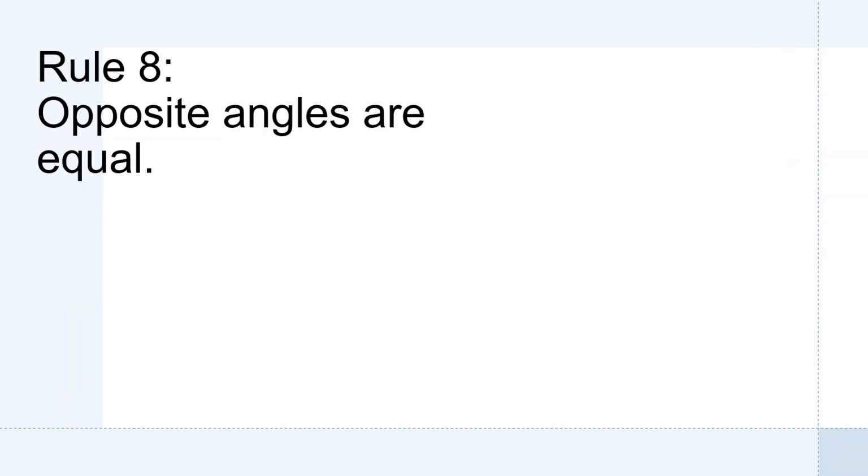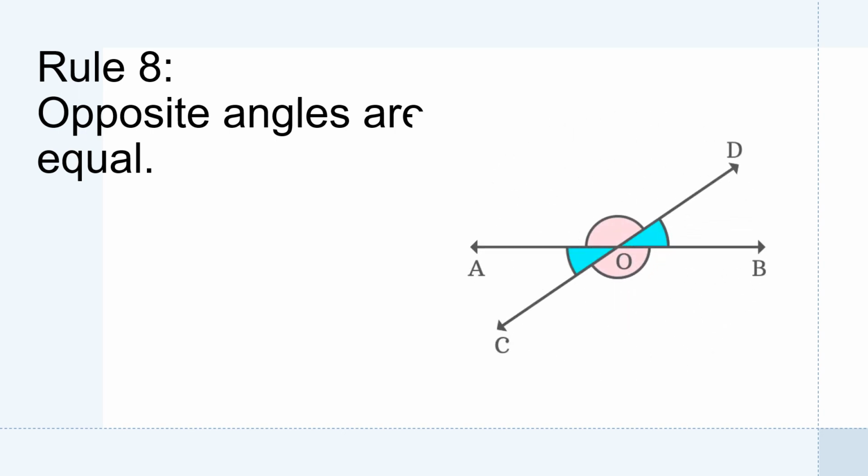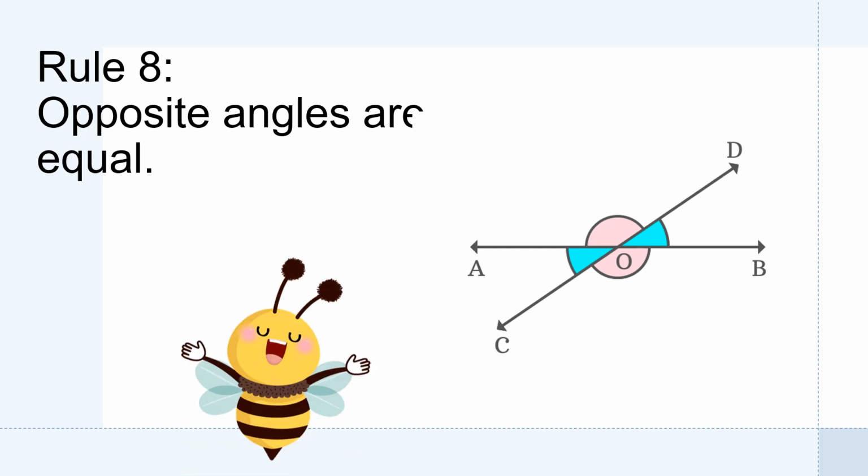Rule 8 says opposite angles are equal. In that case, I will look for angles like these. So here I can find continuous straight lines which are crossing at a point, and the pairs of angles opposite to each other will always be equal to each other.